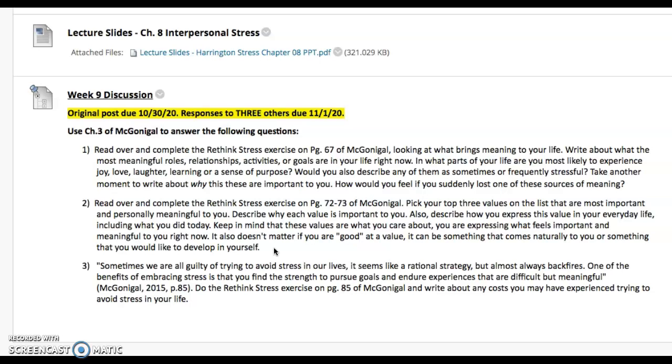And then lastly, I put this quote in here by Dr. McGonigal. Sometimes we are all guilty of trying to avoid stress in our lives. It seems like a rational strategy, but almost always backfires. One of the benefits of embracing stress is that you find the strength to pursue goals and endure experiences that are difficult but meaningful. So thinking about that, I want you to do the Rethink Stress exercise on page 85 and write about any costs that you may have experienced trying to avoid stress in your life.